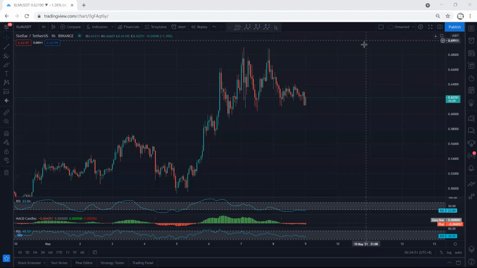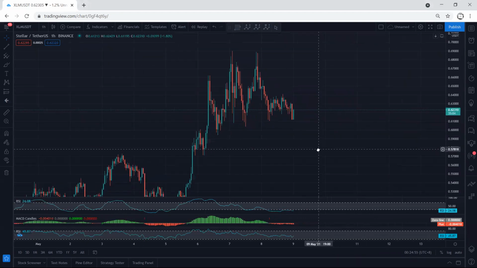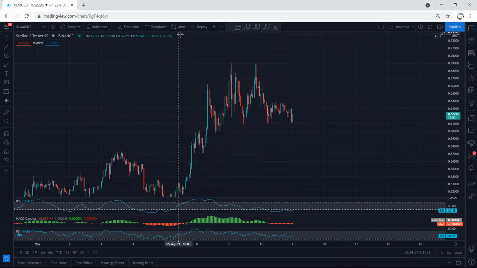XLM, we start with the 1 hour chart. If we refer to my last analysis, we mentioned if we get any reversal, we can look for buy, but we mentioned we need to see the reversal with a sharp move, but this is what we get, a corrective move. That's why we didn't have any trade setup and the price dropped.